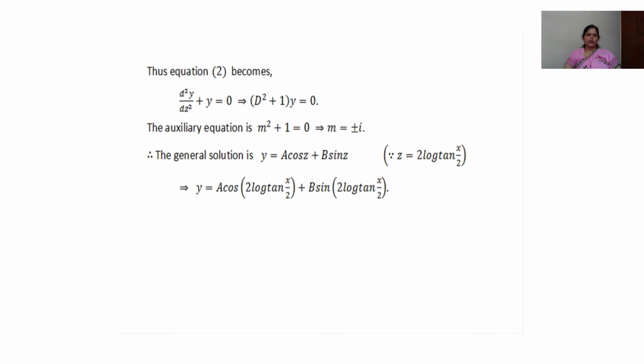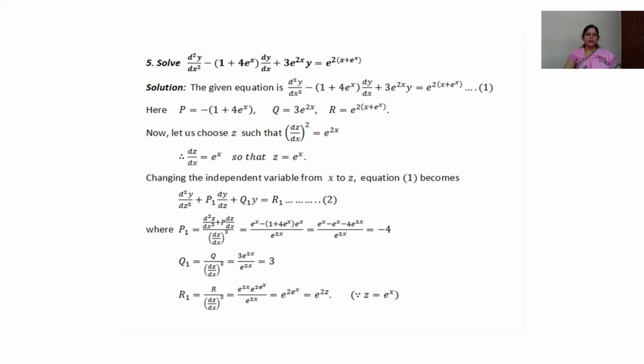Therefore the general solution is y is equal to a cos of (2 log tan(x/2)) plus b sin of (2 log tan(x/2)). This is our required solution for the given differential equation. So with this example, we have one more example, that is d²y/dx² minus (1 plus 4e^x) dy/dx plus 3e^(2x) y is equal to e^(2x) plus 2e^x.